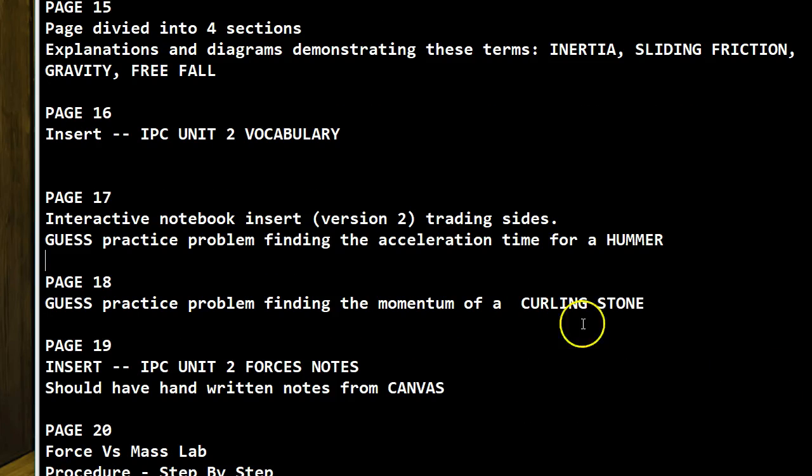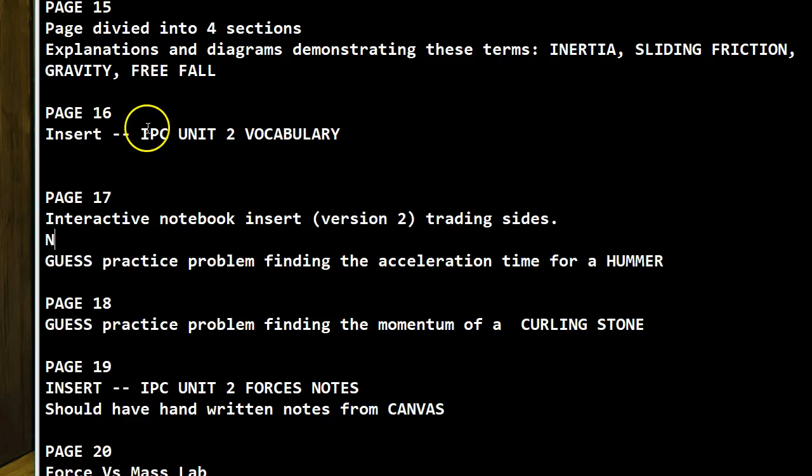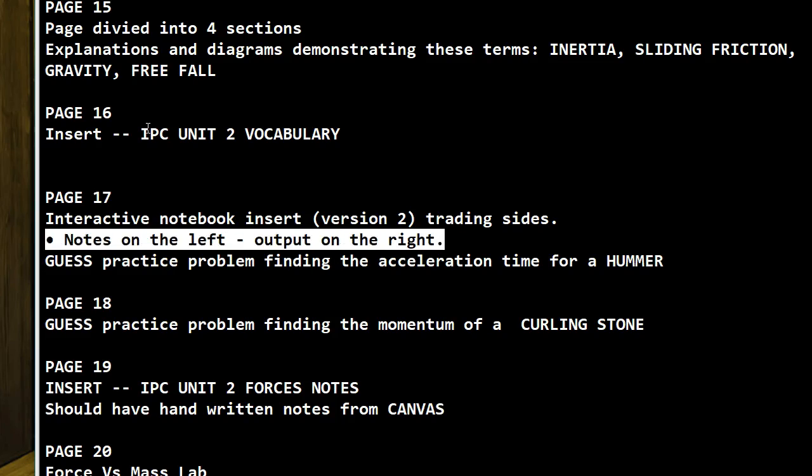On page 17, we should have an example of some GUESS problems here. We did a practice problem about a Hummer, and I have an insert. Oh, what we did here, I remember now. This is where we changed the order of our pages. So we are making notes go on the left and output on the right. Okay, so that's what we need to see.